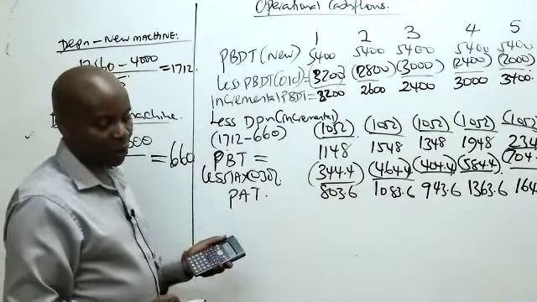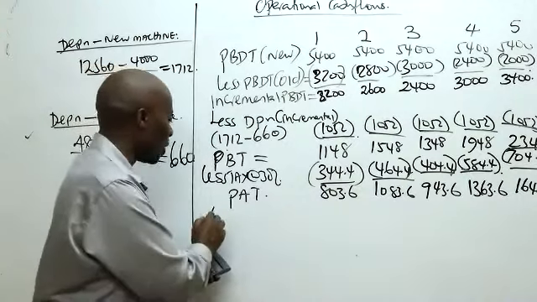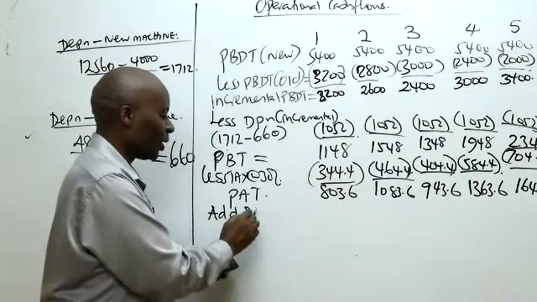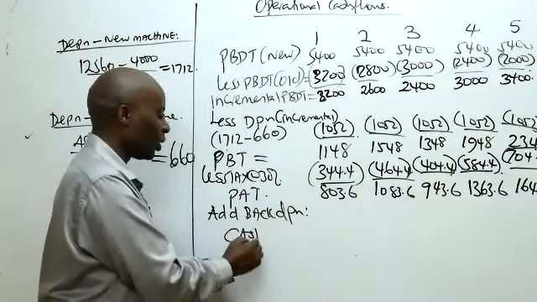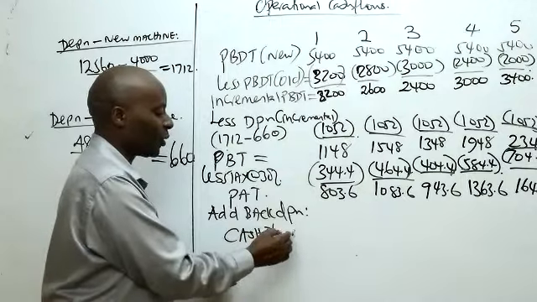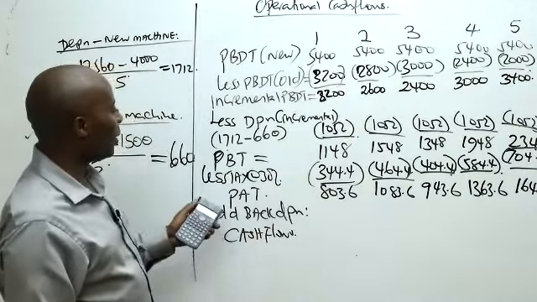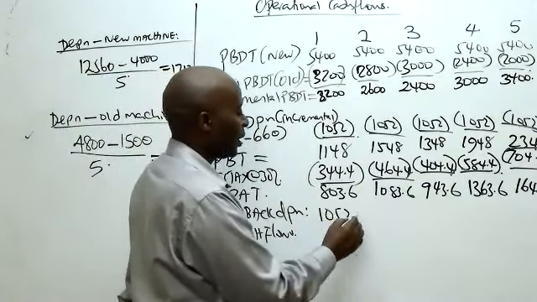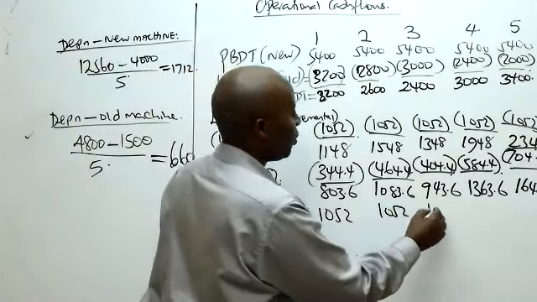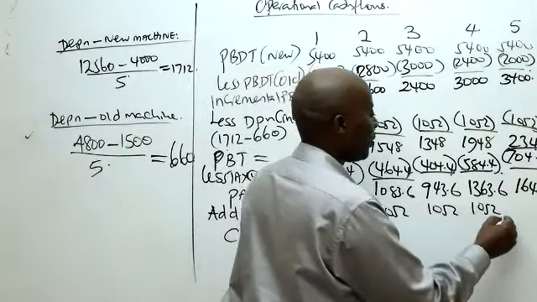After taxation. Profits after tax, to which we will come and add back depreciation. The last thing, you add back depreciation for you to be able to get what we call the cash flows. So our depreciation amounts already we have them, the incremental 1052, 1052, 1052, 1052, 1052.